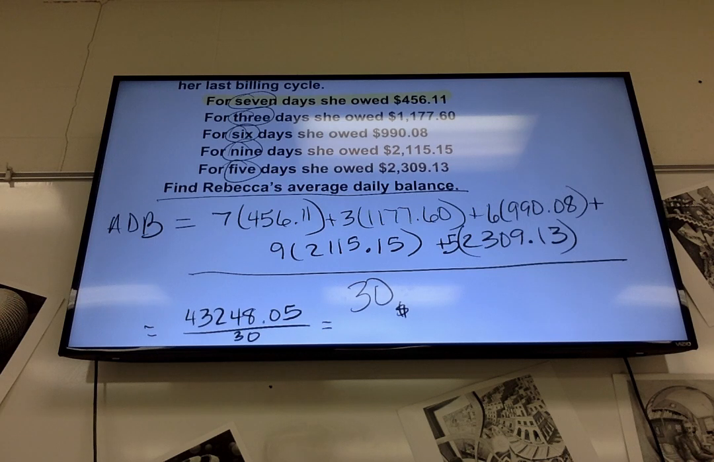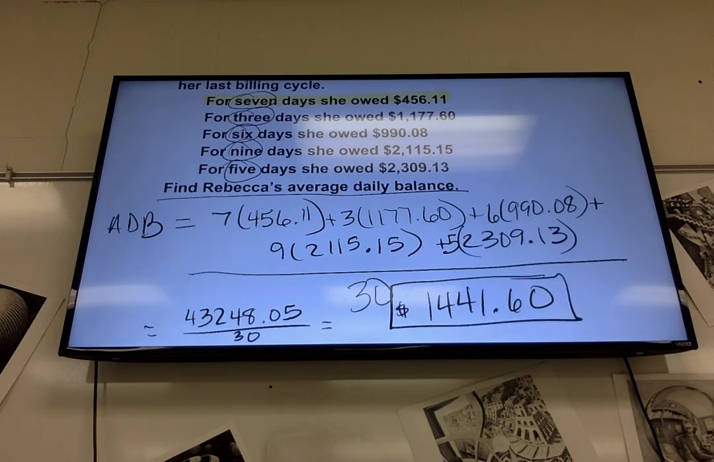So to the nearest penny, how much is it when you divide it by 30? $1,441.60. Absolutely right. So that's her average daily balance. It's important to know because that's what the credit card company is going to use to charge her interest, which they're going to have to charge because she didn't pay her balance in full.